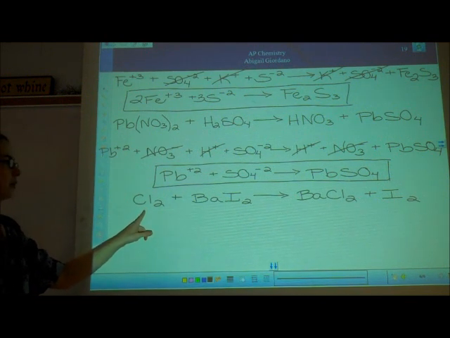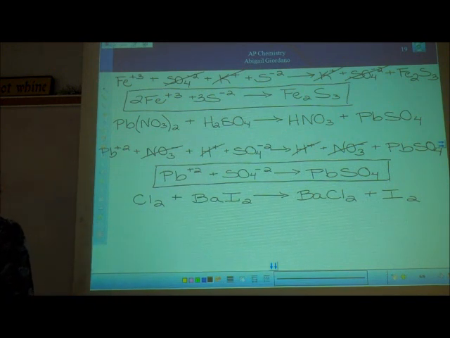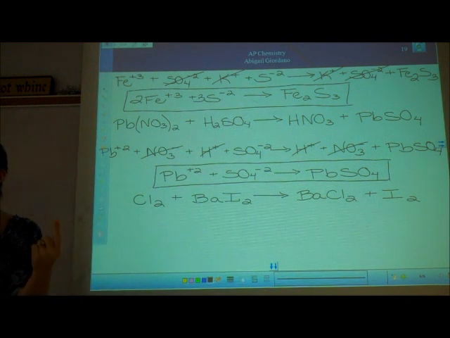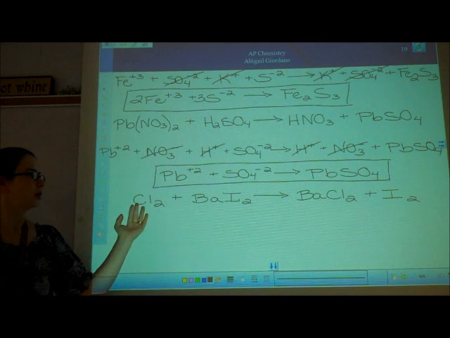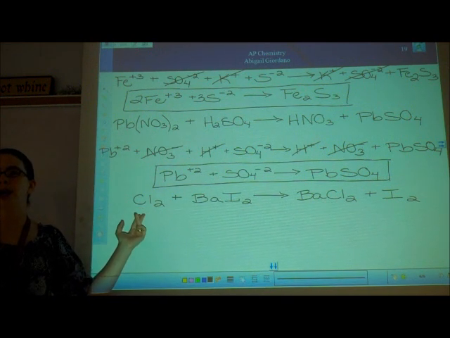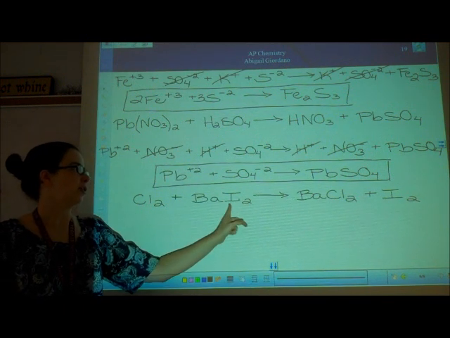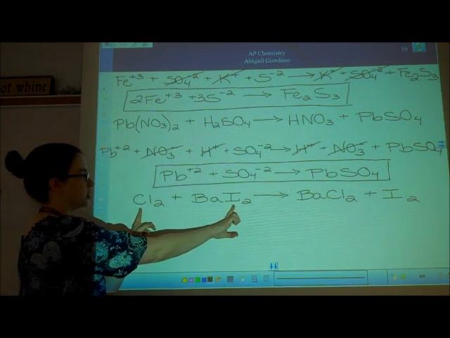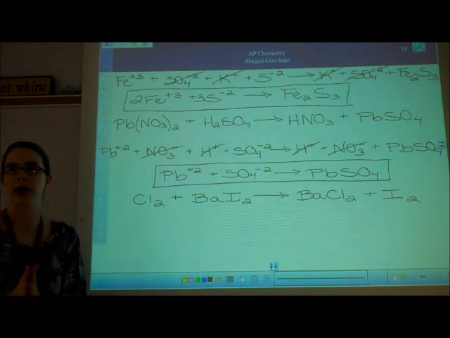Cl and iodine. Ladies and gentlemen, if you're not sure when you're doing a single replacement reaction which elements to switch, okay, here's how you figure it out. Would you call chlorine a metal or a non-metal? Non-metal. Iodine is the non-metal that's in this compound. Like things always switch. A non-metal is always going to switch with another non-metal.